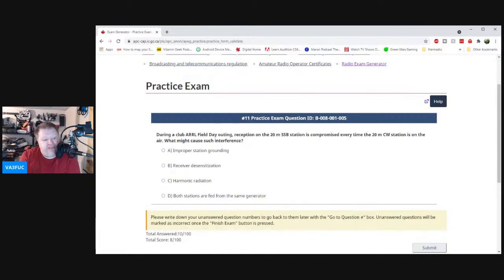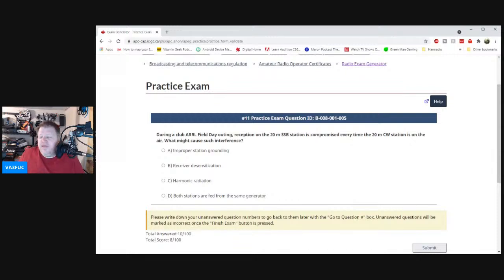Is it A, improper station grounding? B, receivers desensitized? C, harmonic radiation? Or D, both stations are fed from the same generator? Well, we know D is totally bogus, both stations being fed from the same generator. A, improper station grounding? No, that wouldn't cause signal interference. C, harmonic radiation, it could, but they're broadcasting on two totally different frequencies. What's happening is receiver desensitization.